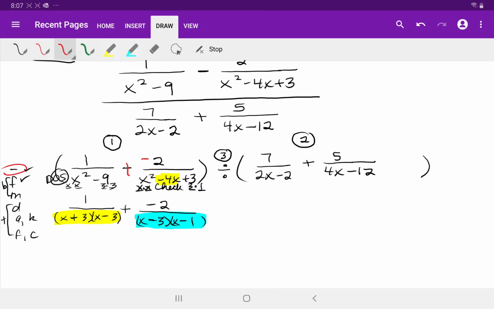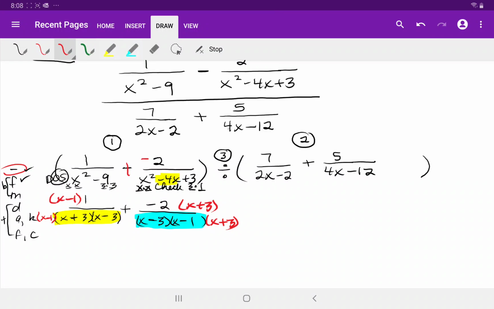So I'm yellow. I look at his bottom and say, hey, he has an x minus 1. I want an x minus 1, top and bottom. The blue looks over at the yellow and says, hey, wait, she has an x plus 3. I want an x plus 3. And that is the finding the common denominator step.